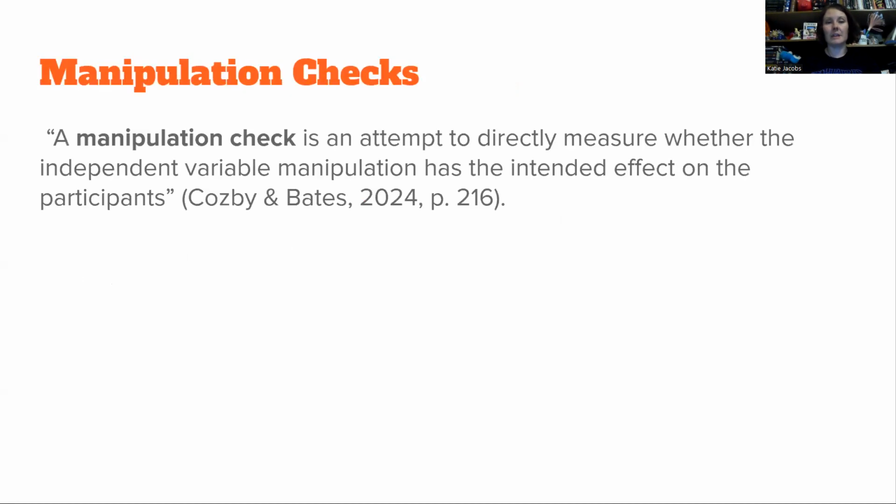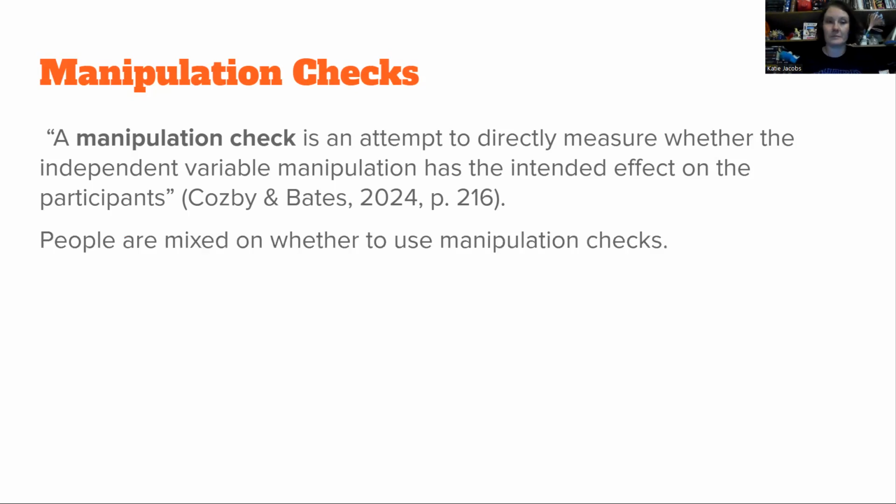So then you can also do manipulation checks, and a manipulation check is an attempt to directly measure whether the independent variable manipulation has the intended effect on participants. So the book had a few examples of this. If we're looking at attractiveness groups and seeing if people rate them higher on whatever quality, we can say niceness, we'd actually have to check at some point that participants actually thought those people were attractive.